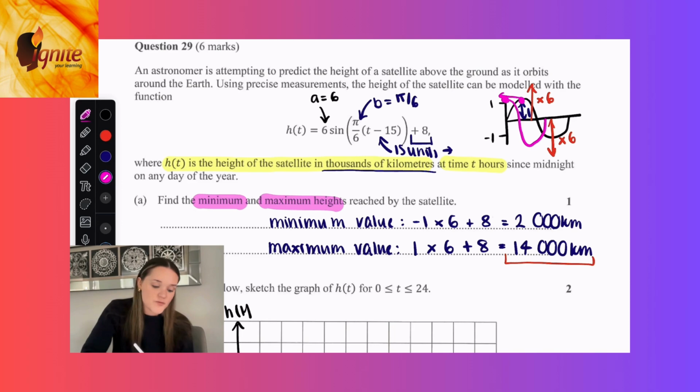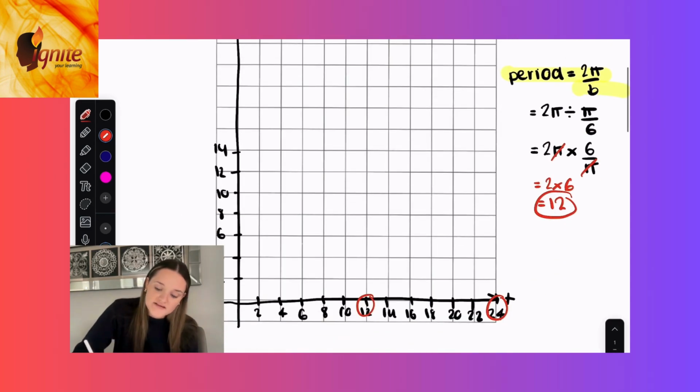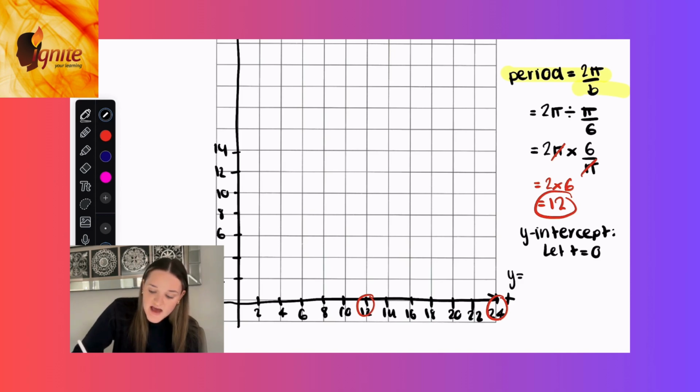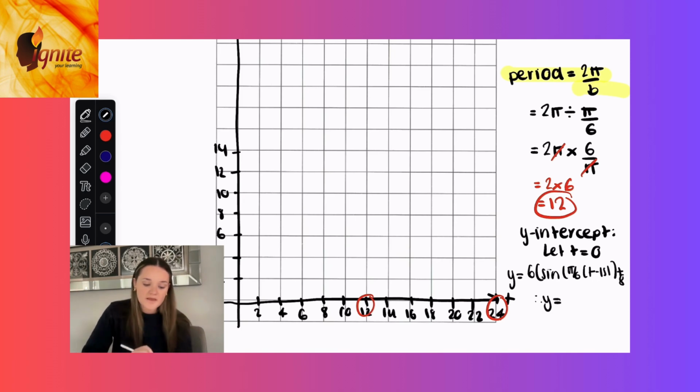So one of the best ways to figure this out is to find out where this point is, and that point there is going to be your y-intercept. So we can find our y-intercept by making t in our equation equal to 0. So we have y equal to 6 sine of pi on 6 times (t minus 15), plus 8. When you plug that into your calculator, you get y equal to 2. So therefore my y-intercept is going to be here at 2. So that's where my sine curve starts.